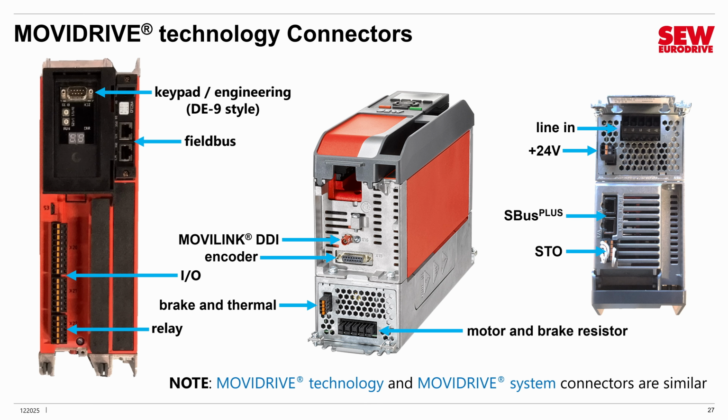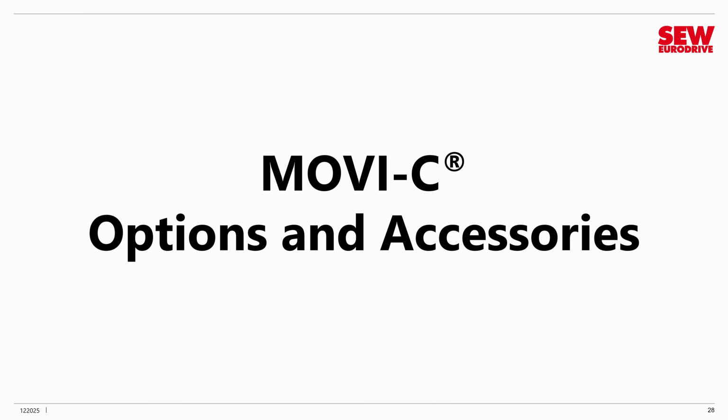Then you have the S-Bus Plus in and out connections. And finally, the connector where Safe Torque Off is connected to the VFD if you have a Safe Torque Off circuit. If you don't, then you normally install a jumper plug, which simply keeps Safe Torque Off from triggering. That's what's equipped here. MOVI-C VFDs have a variety of options and accessories available to support them.